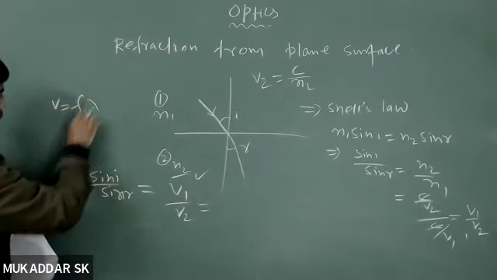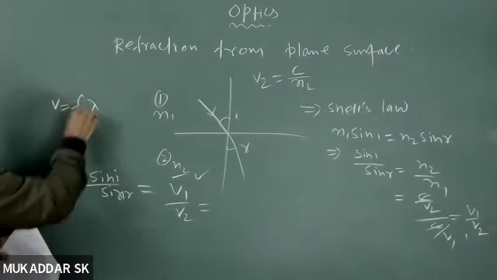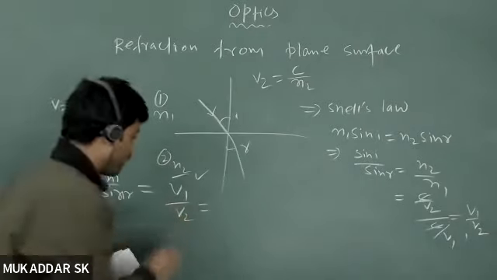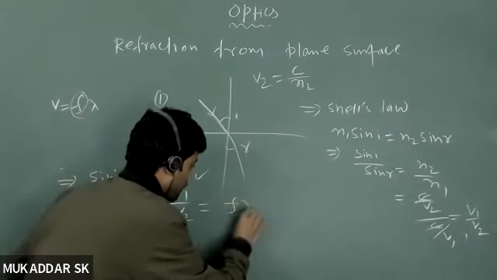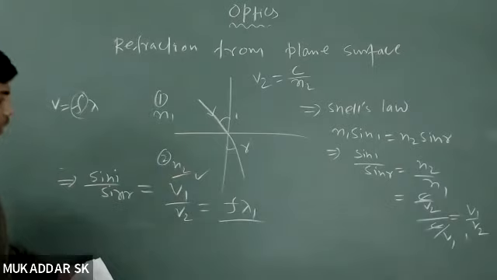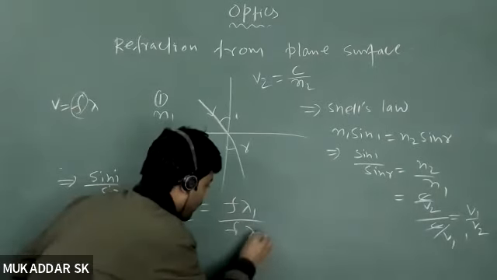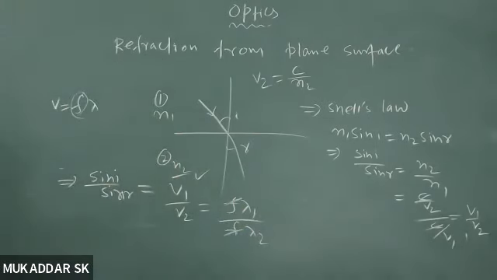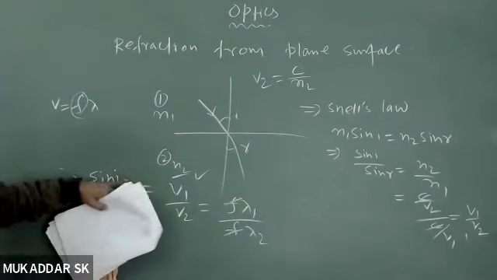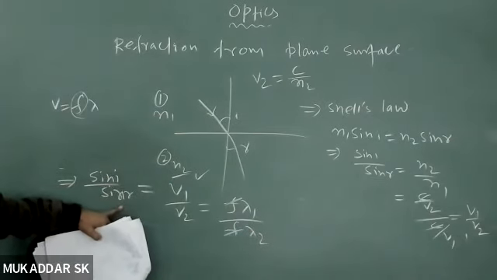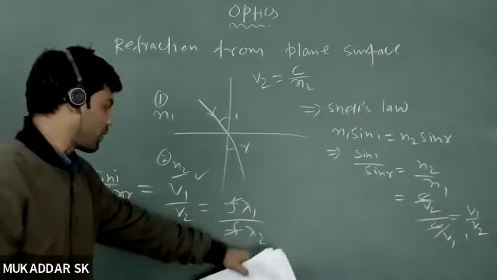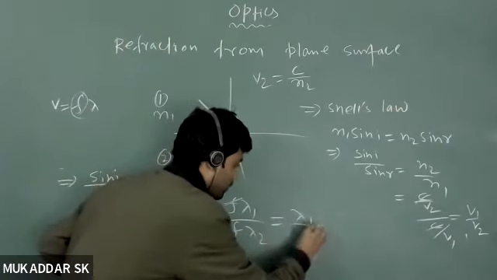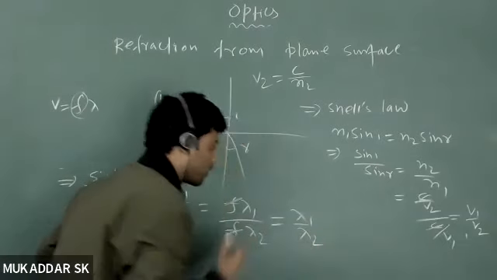And v is nothing but f into lambda, where f is the frequency of oscillation, lambda is the wavelength. So for v1 I can write f into lambda 1, and for v2, f into lambda 2. Why am I writing the same f? Because frequency cannot be changed. That is independent of medium. So I can write this ratio sine i by sine r in terms of wavelength: sine i by sine r is nothing but lambda 1 by lambda 2. And you know what lambda 1 and lambda 2 are.